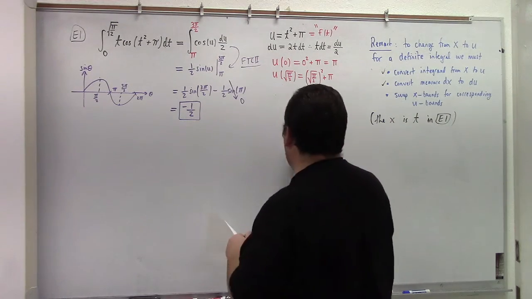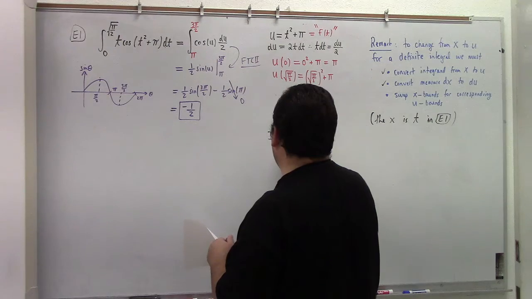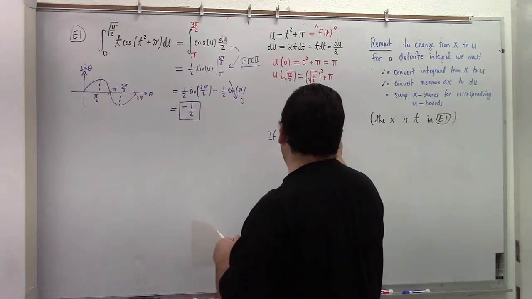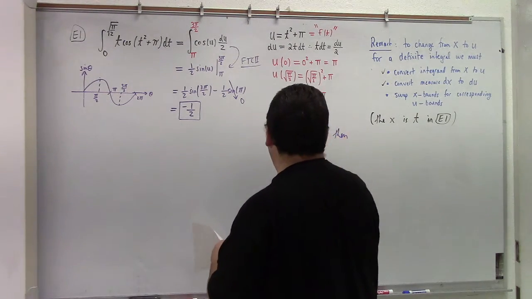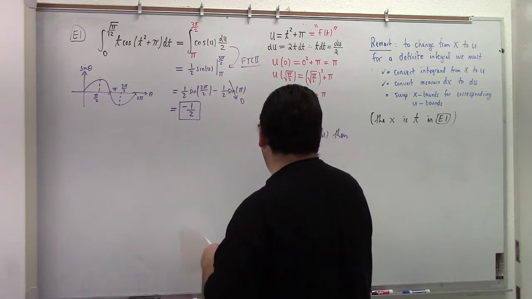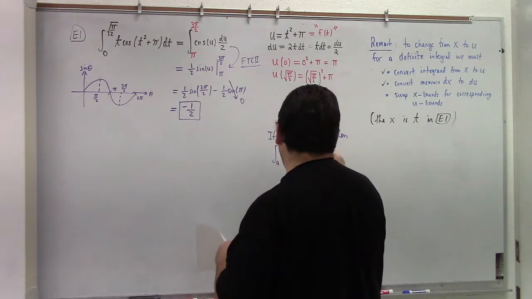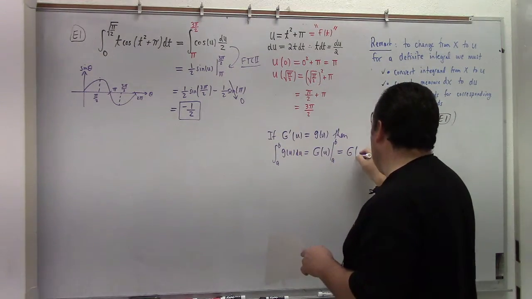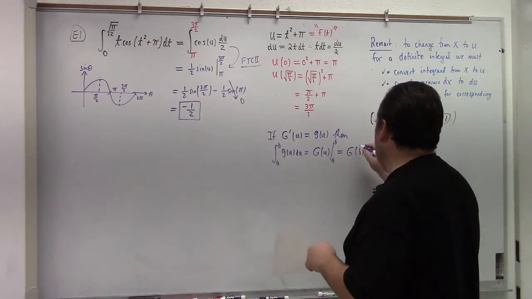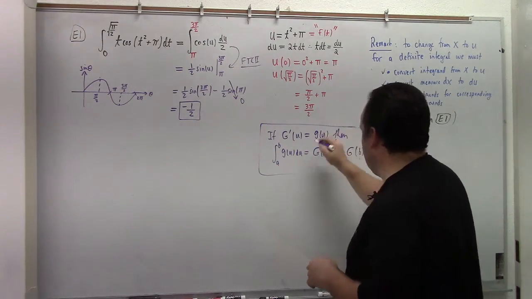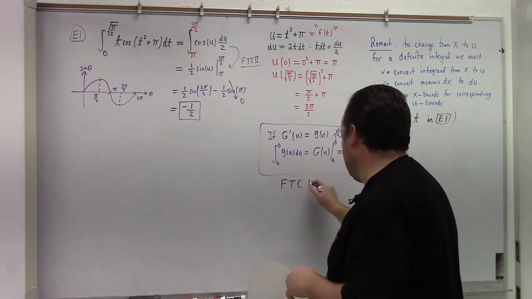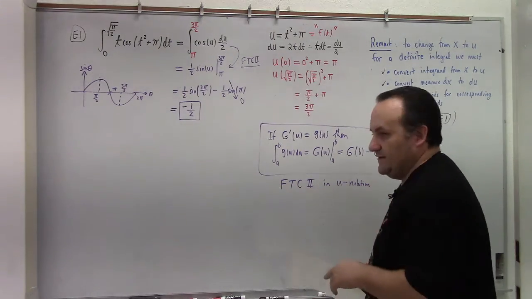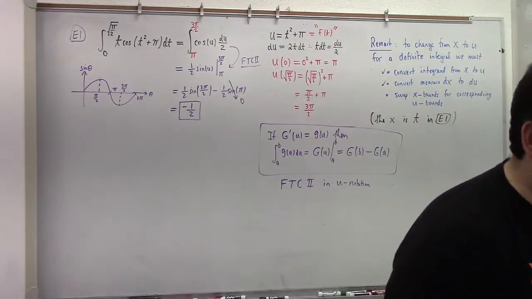Right, so FTC2 says, I'll write it this way, if big G prime of u is equal to little g of u, then the integral from, say, a to b of g of u du is equal to big G of u evaluated from a to b. This is just notation. That means G of b minus G of a. So what I'm writing is FTC2, Fundamental Theorem of Calculus Part 2, in u notation. We wrote it in x notation when we started, but that's what the Fundamental Theorem of Calculus looks like.